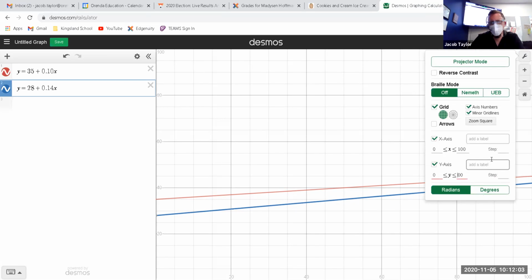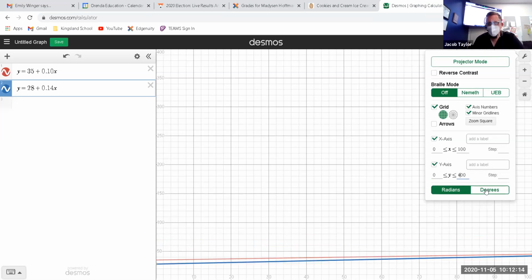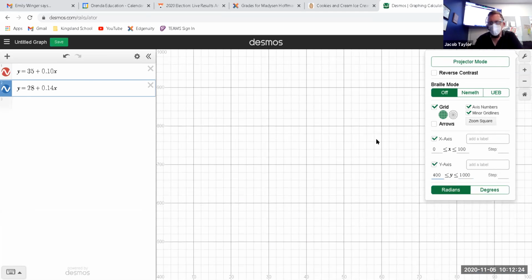Let's go up to 200. If I change it to 200, now do the lines intersect? Nope, but they're getting really close. Let's go to 400. Still no. Let's go to 1,000. Oh my gosh, now it's hard to see because they're so close. Let's change our y to go from 400 to 1,000.